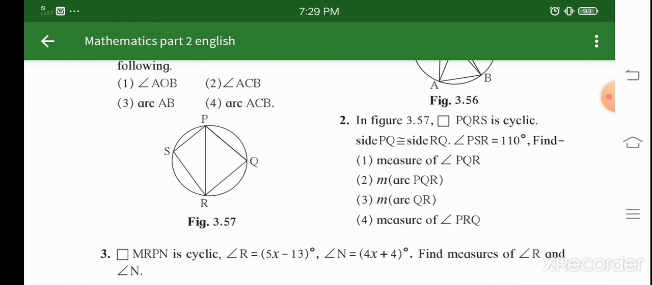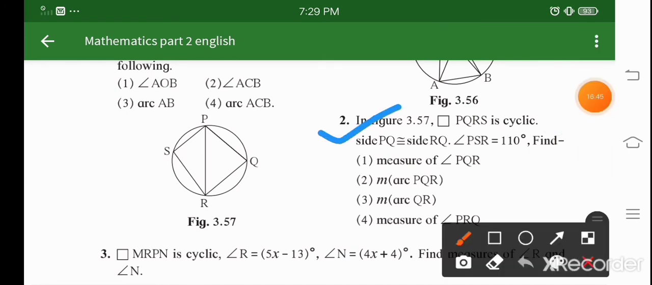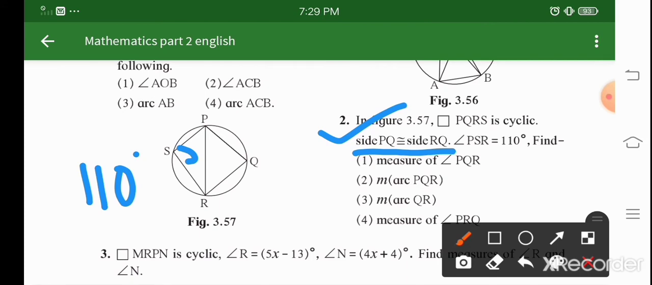Okay, now we'll solve question number 2. In question number 2, what they have given in the figure: quadrilateral PQRS is cyclic. They told you that this is cyclic. They have also given that sides PQ and RQ are congruent, and angle PSR, that is this angle, is 110. And we have to find the measure of angle PQR. This one we have to find.